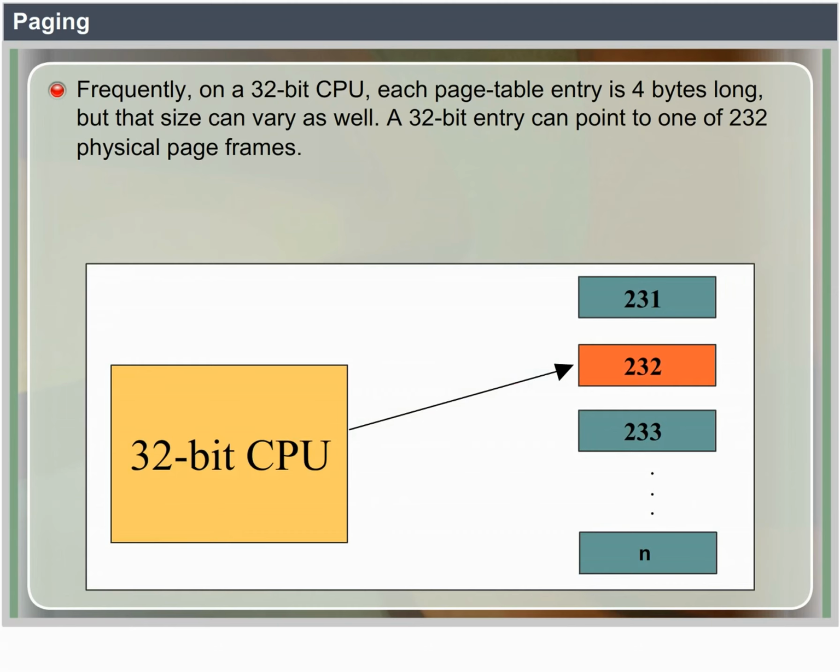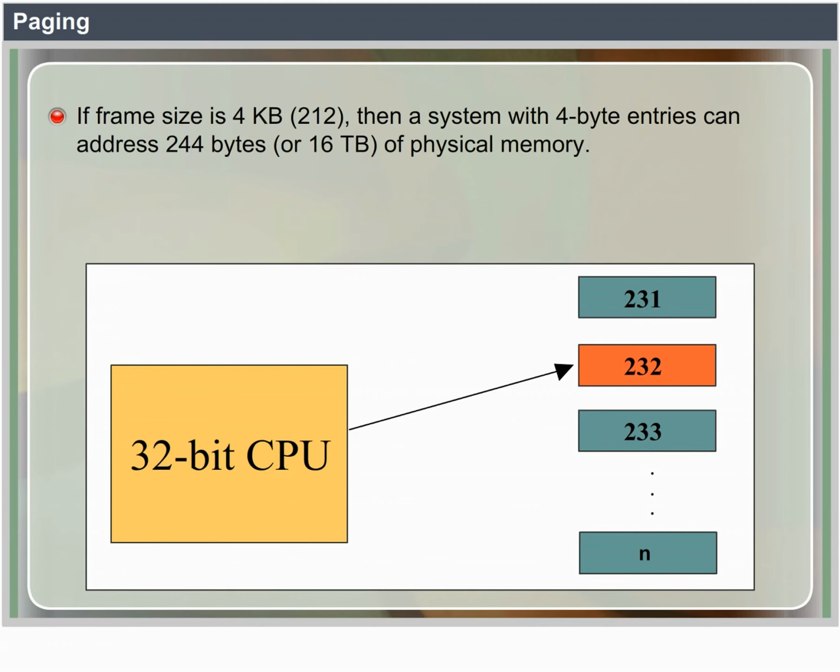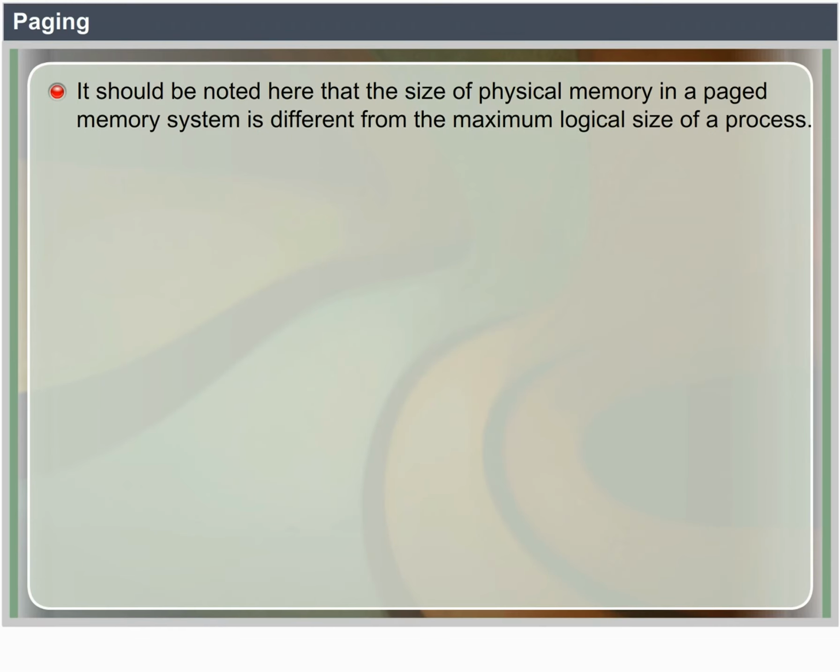A 32-bit entry can point to one of the 2^32 physical page frames. If frame size is 4 kilobytes, 2^12, then a system with 4-byte entries can address 2^44 bytes or 16 terabytes of physical memory. We should note here that the size of physical memory in a paged memory system is different from the maximum logical size of a process.